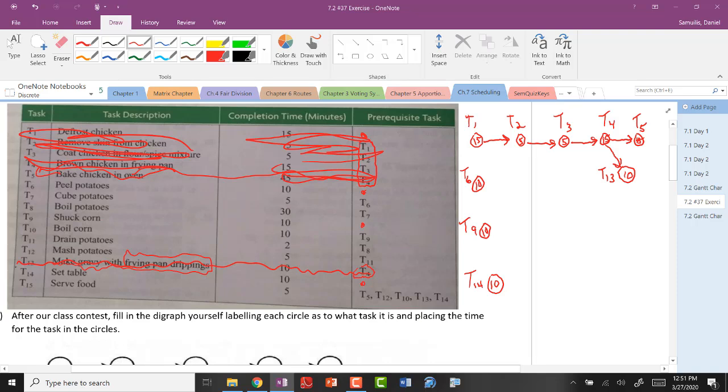Okay, and then we have peel the potatoes. Look at cube the potatoes. After you peel them, you're going to cube them and you're going to boil them. That's why these are prerequisite tasks here. So T6 goes to T7 very nicely.